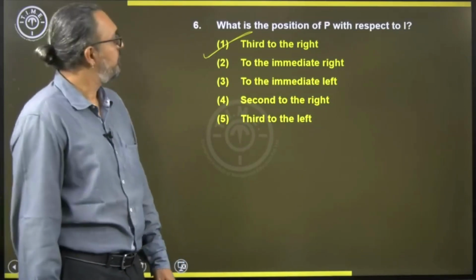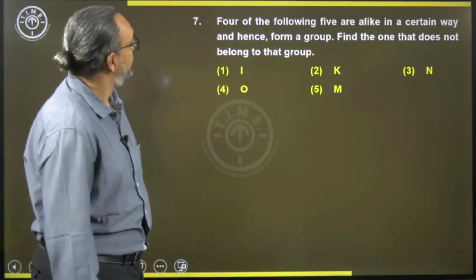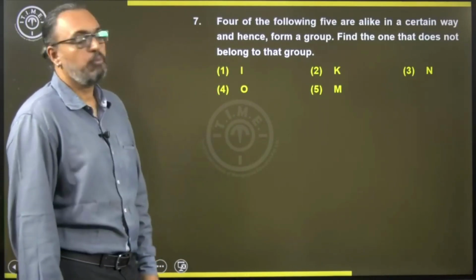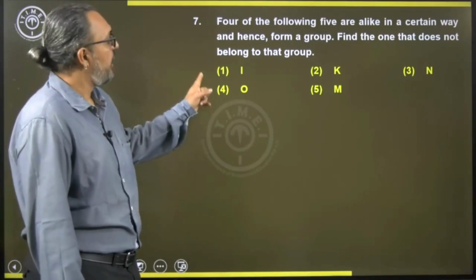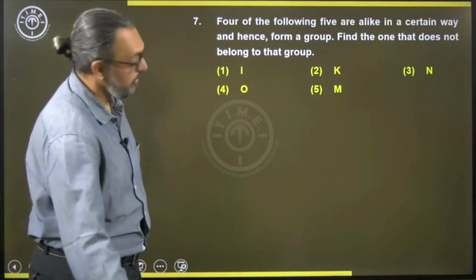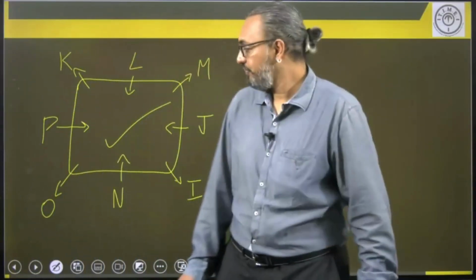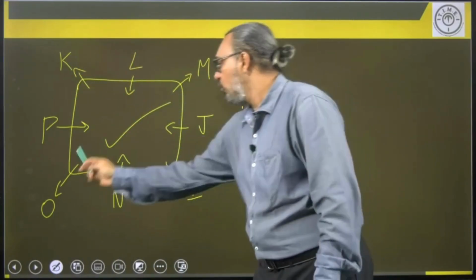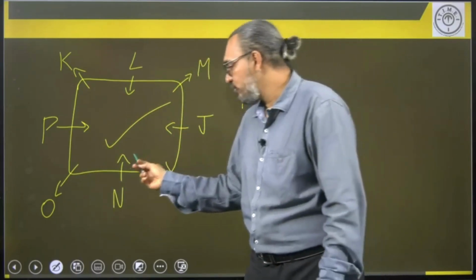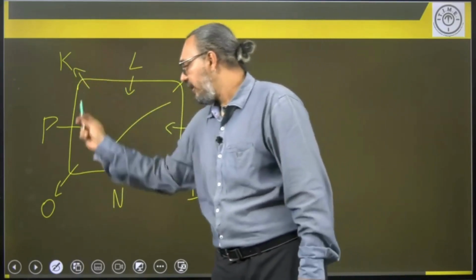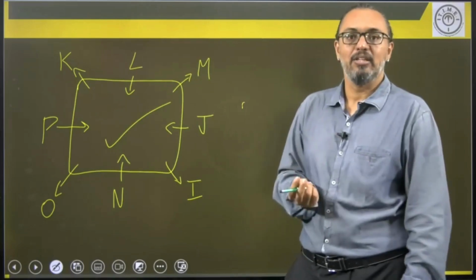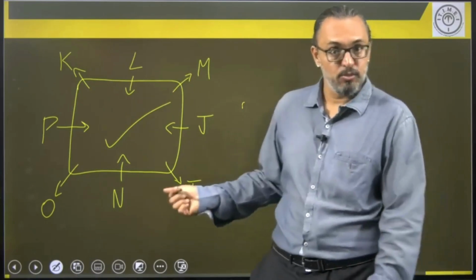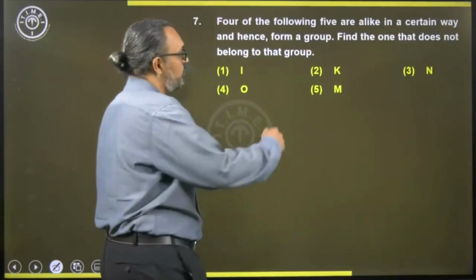So first option. Okay. Then 4 of the following 5 are alike in a certain way and hence form a group. Find the one that does not belong to that group. Okay. So let's see. We have I, K, N, O, M. So we know it has to be N, because I, K, O and M are people sitting at the corners facing away. N is the one who is sitting on the side facing the center. So N is going to be our odd one out. So third option.